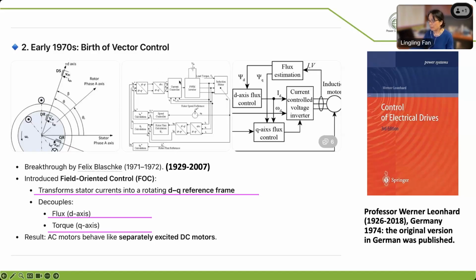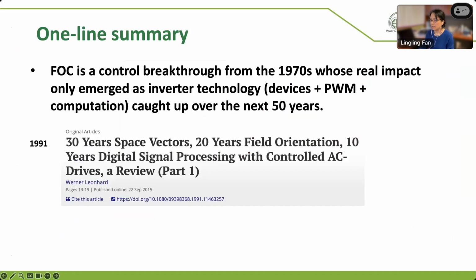If you look at the structure, it looks quite similar to today's IBR controller, with some level of similarity. I use a one-line summary, again from ChatGPT. It says field-oriented control, meaning vector control, is a control breakthrough from the 1970s, whose real impact only emerged as inverter technology, including devices, pulse width modulation, the switching technology, plus computation, caught up over the next 50 years.